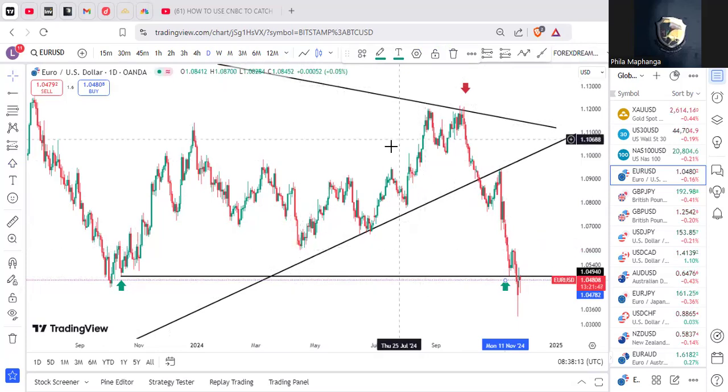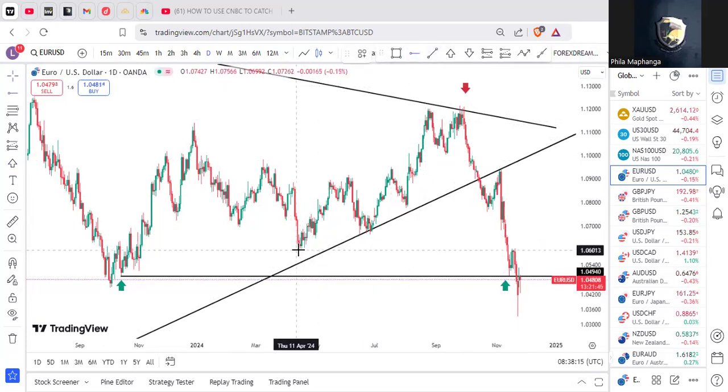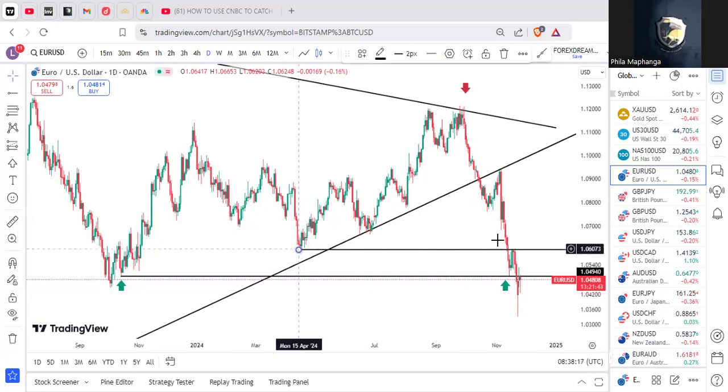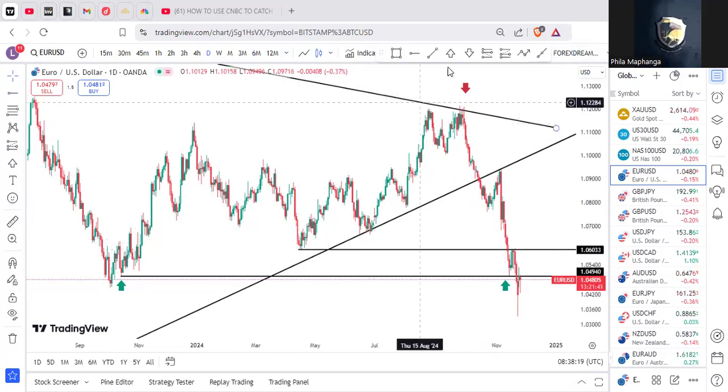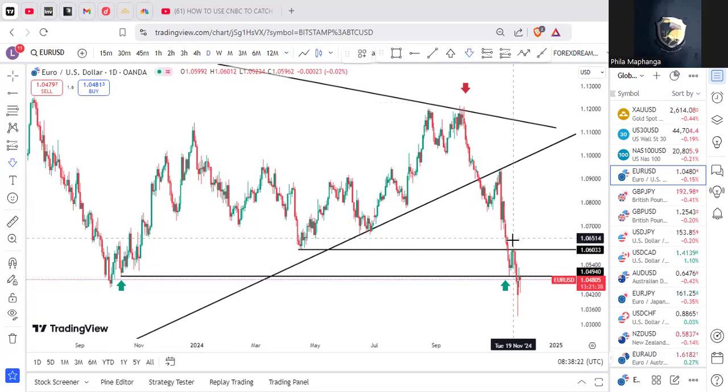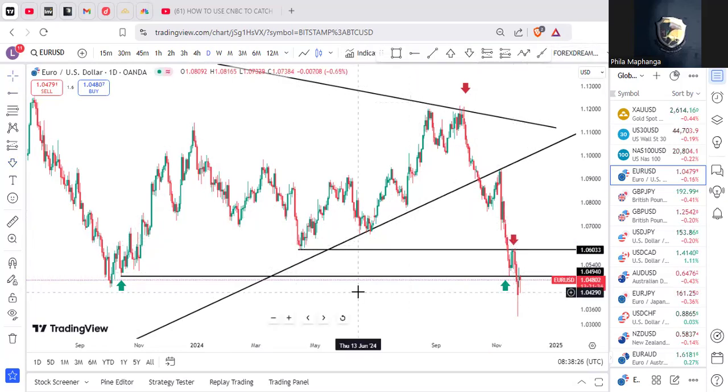What is it you have on your left-hand side? A support, which is this one. So a support was broken, it became a resistance. What do you do? You look for sell opportunities. You see how simple it is.